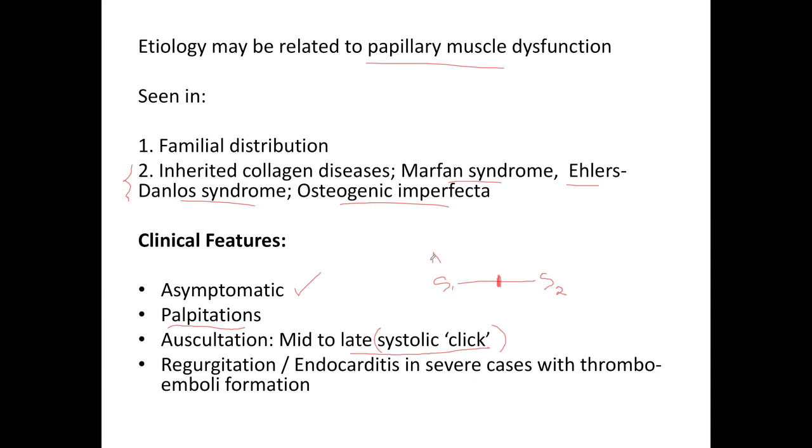Remember that S1 is going to be the AV valves closing, and S2 is the aortic and pulmonary valves closing. When you have a mid-systolic click, what happens is that the AV valves close, and then at this mid-systolic click, the prolapse occurs where one of the leaflets kind of snaps across the other, creating that clicking sound. So this is a unique sound to your mitral valve prolapse.